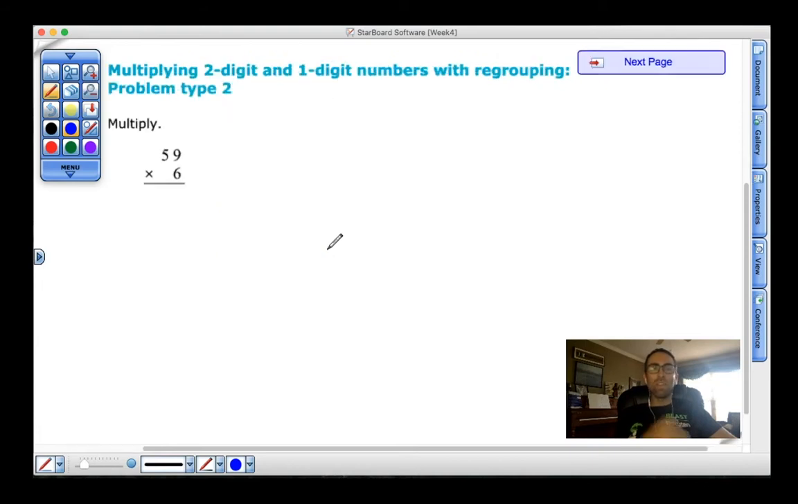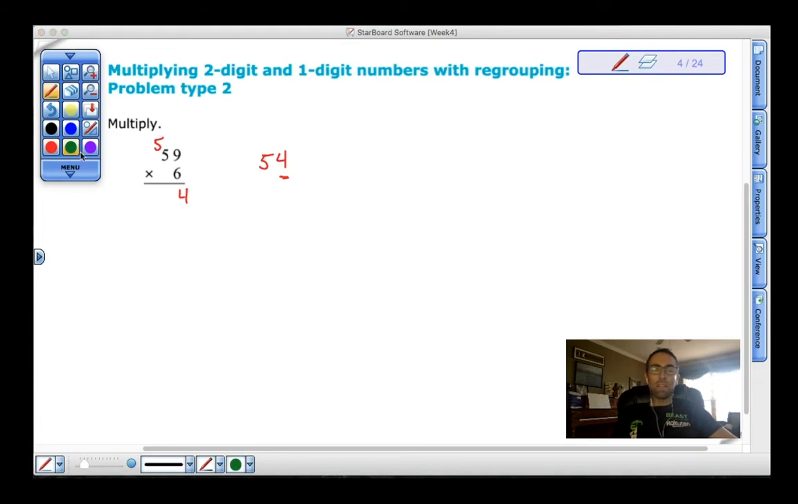So next set of problems is we're going to be multiplying 2-digit and 1-digit numbers, and we're going to do some regrouping in there. So here is the first problem I have for us, 59 times 6. So when we do this, we want to work with a number that's all the way over on the end. We want to do 9 times 6 first. So 9 times 6, I get an answer of 54. So I'm going to take this 4 and I'm going to put it on the bottom, and I'm going to carry my 5 over to the top.